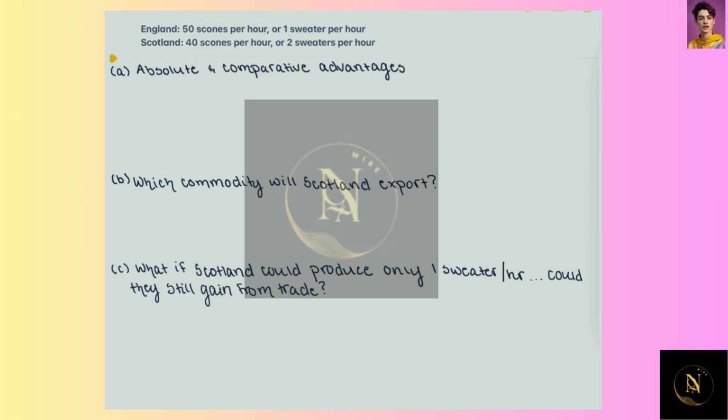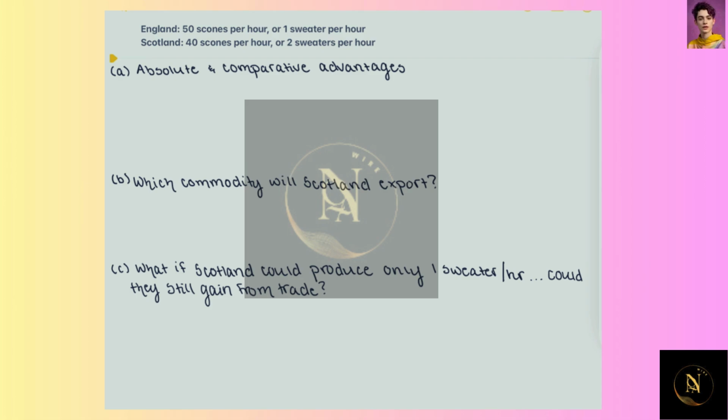Here we're looking at the gains that can be had from trade, and our example is giving us England and Scotland and their production possibilities. We're told that in England 50 scones can be produced per hour or 1 sweater can be produced per hour. And in Scotland they can produce 40 scones per hour or 2 sweaters per hour. So part A here is just asking us to find the absolute and comparative advantages for each item, each commodity.